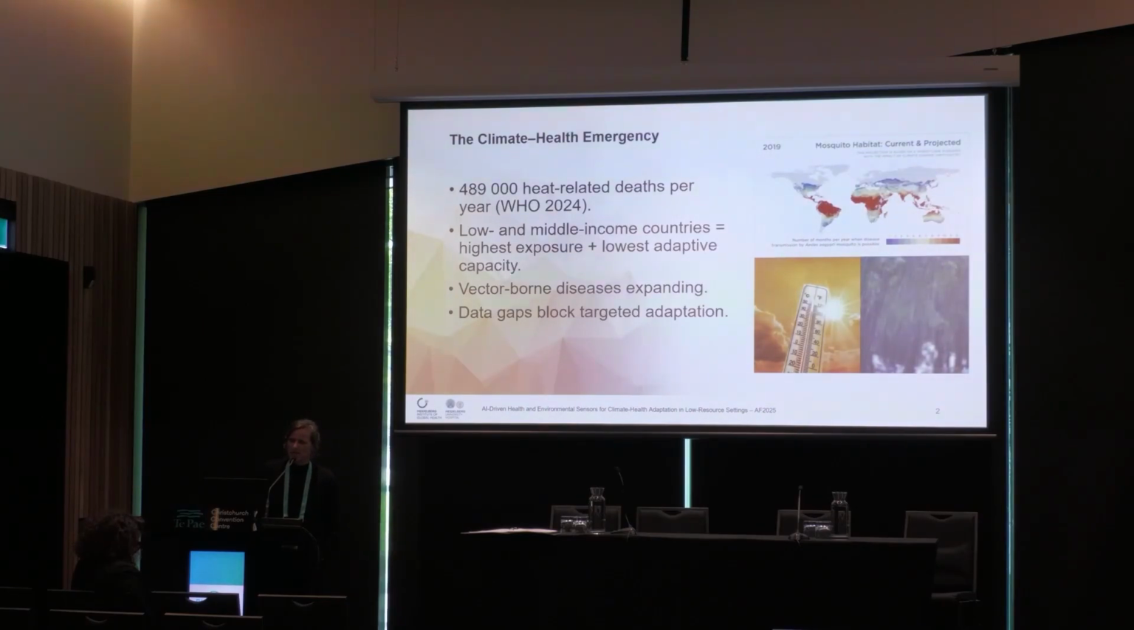But in general, according to WHO, about 500,000 people die per year from heat-related deaths. The most impact we see in low and middle income countries, where people are faced with the highest exposure but the lowest adaptive capacity because simply they don't have the financial means to adapt. Especially in these settings, data gaps block targeted adaptation because we don't really understand what is happening in these populations and who are most vulnerable to which climate change impact.